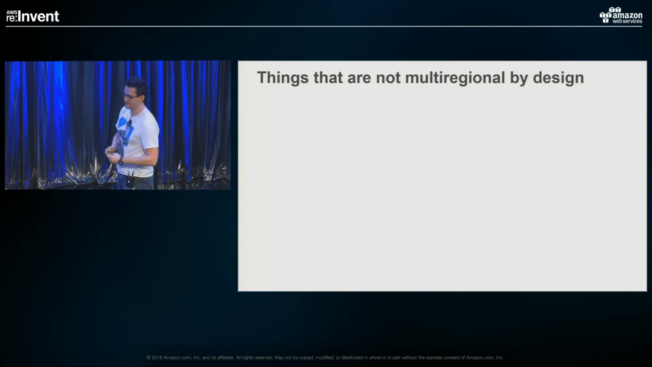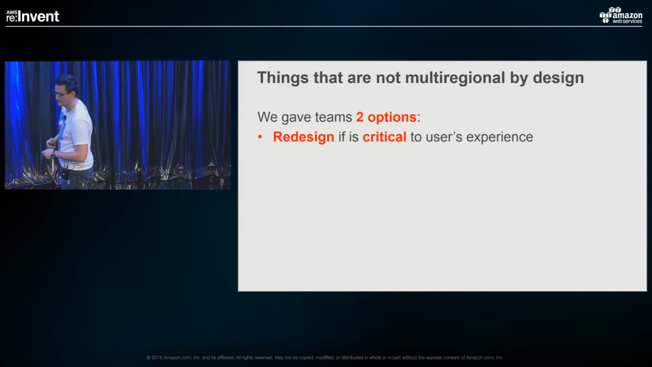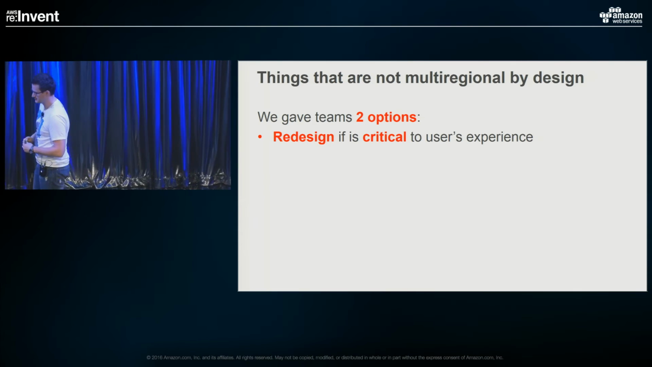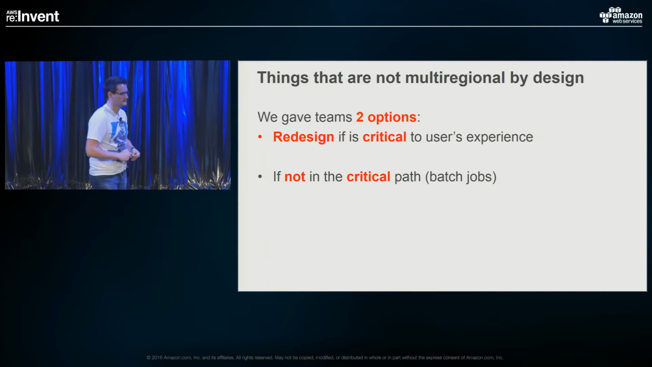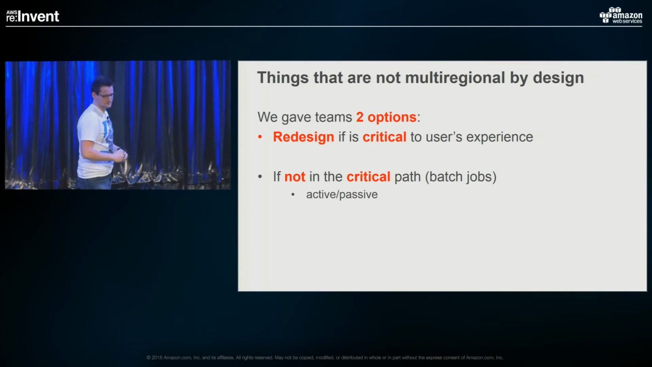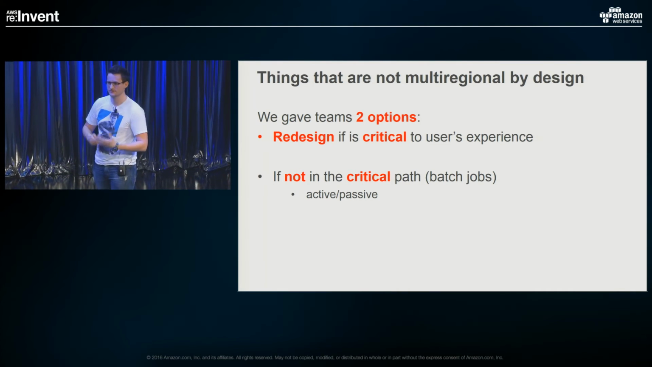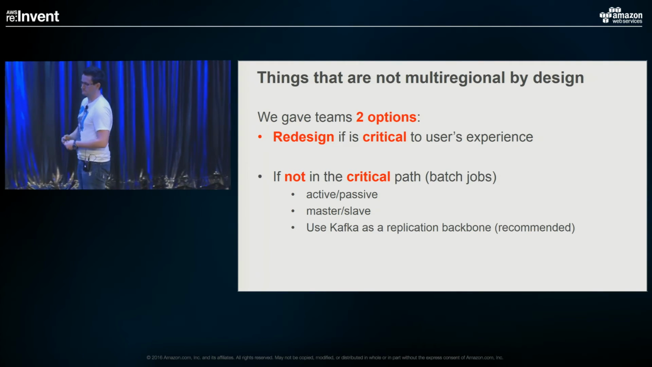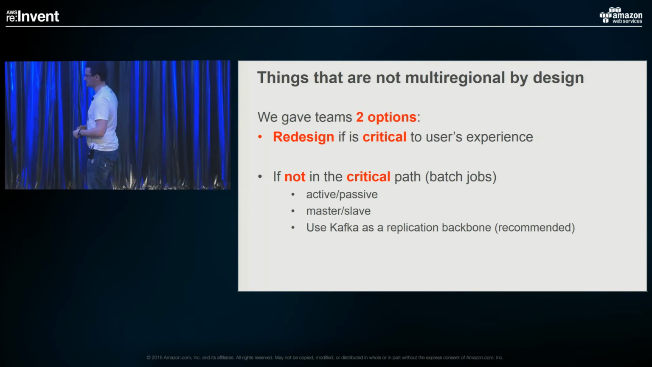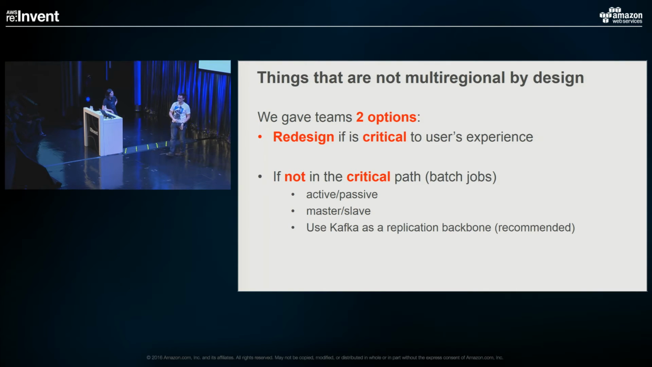So how about things that are not multi-regional by design? We gave teams two options, actually. If it's critical to users' experience, they must be redesigned. If not critical, like batch jobs, there are several options. Active-passive is fine if we can restore it really fast. Master-slave, fine as well. And use Kafka. That's what we recommended, but it was up to the teams, because the team knows best what's good for their application. It's really hard to dictate it.